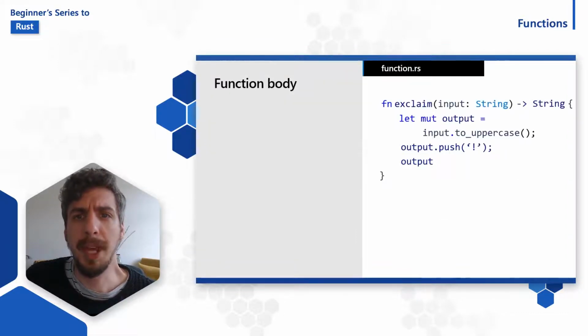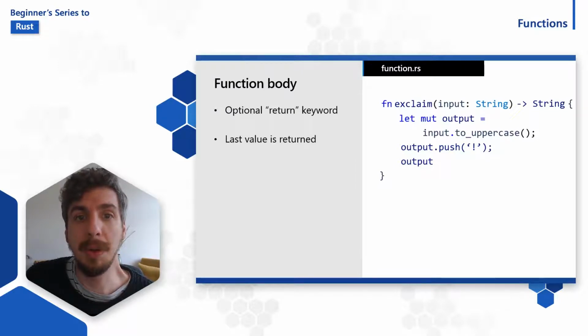Let's fill in the function we had before with a function body. Here we'll uppercase the input string and add an exclamation mark to it. You'll notice that we don't need to explicitly return the output value from our function with the return keyword. While Rust does have a return keyword that can be used to return values from functions, by default, the last value in the function body is the one to be returned.